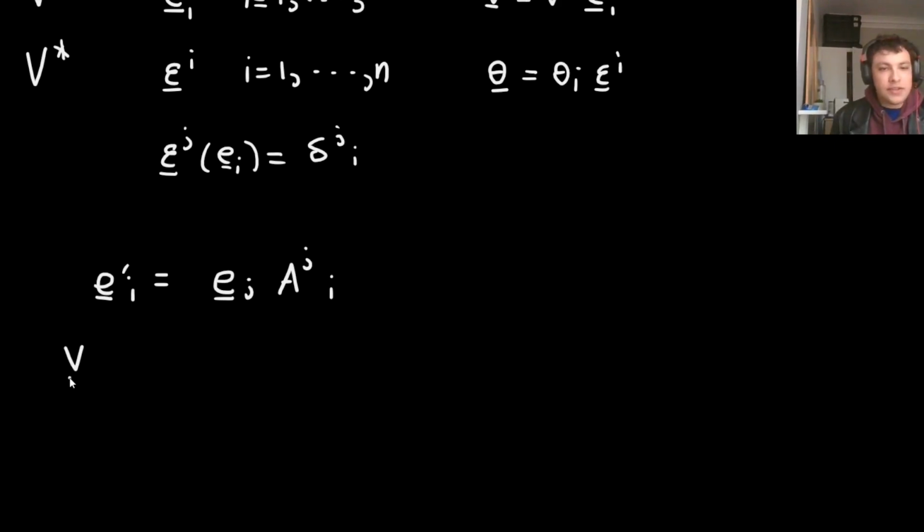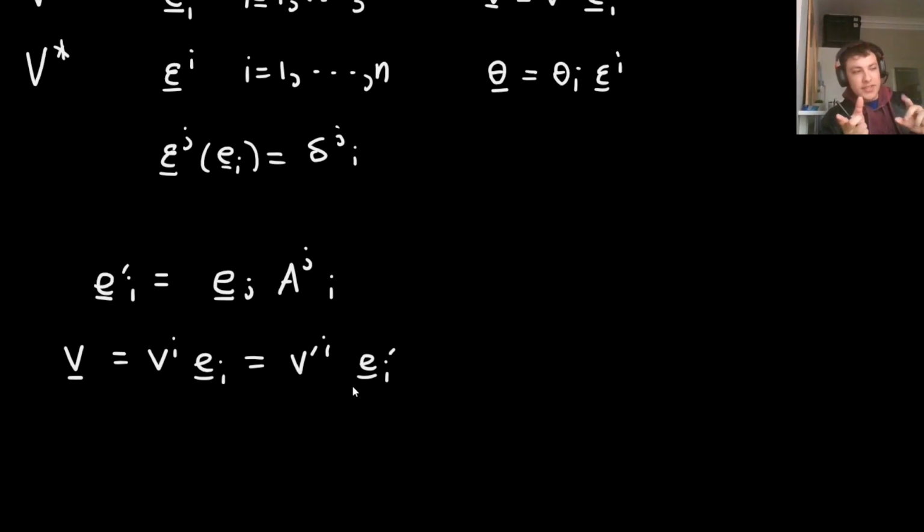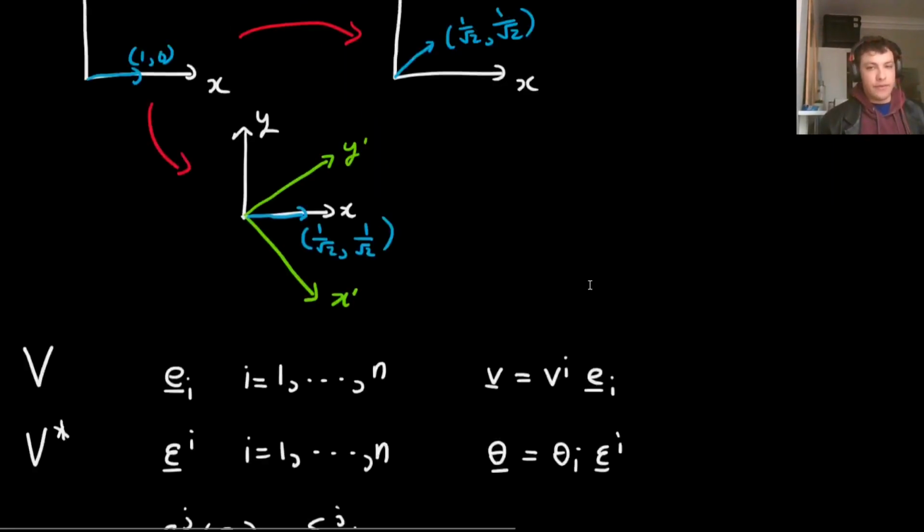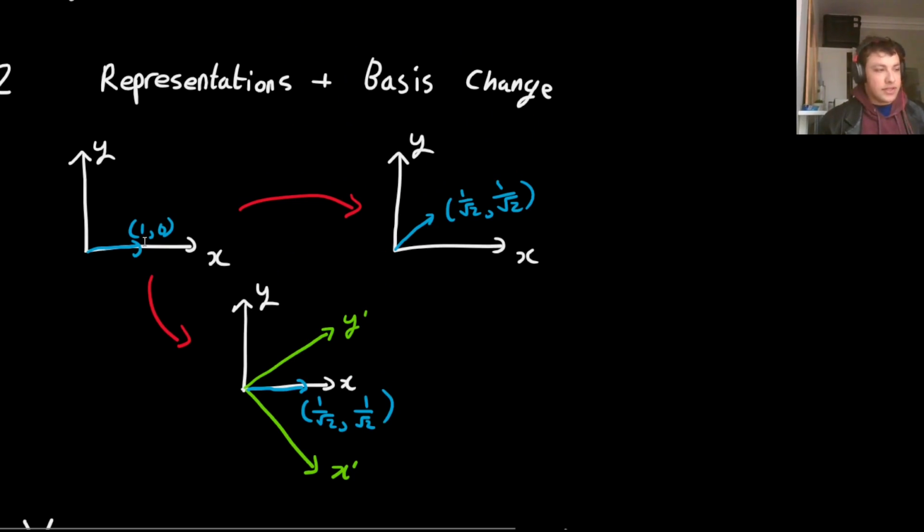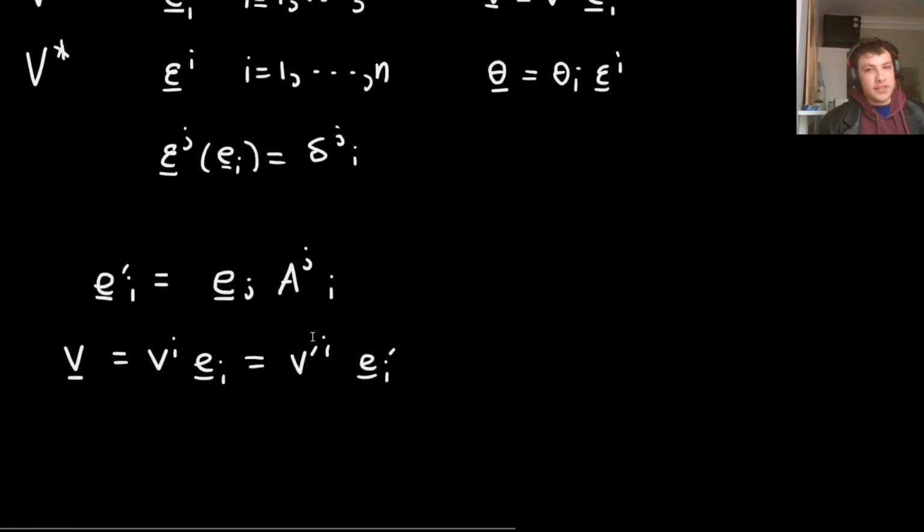Now v should stay the same. So v used to be v^i e_i, and we want that to be the same, so its components are going to have to change in this new basis. We've changed our basis, so the components are going to change, but the vector itself will stay the same. This blue arrow still goes in the same direction, it is the same size, it's just that the basis has moved.